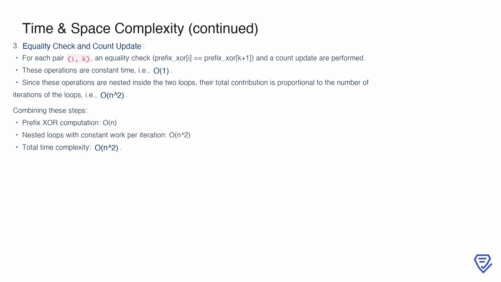Combining all the steps, we have the prefix XOR computation, which is O(n), and the nested loops with constant work per iteration, which is O(n²). Since the quadratic term dominates, the total time complexity of the solution is O(n²). This efficient use of the prefix XOR array allows the solution to handle the triplet counting without requiring a brute force O(n³) approach.